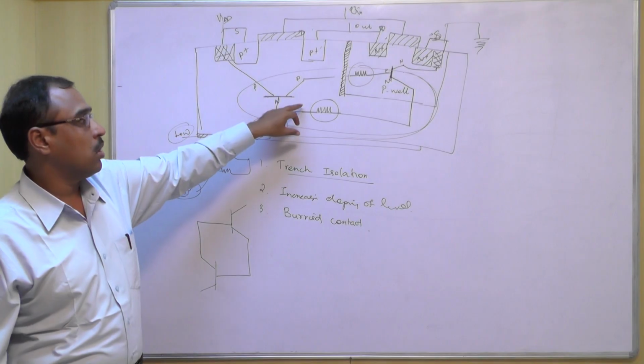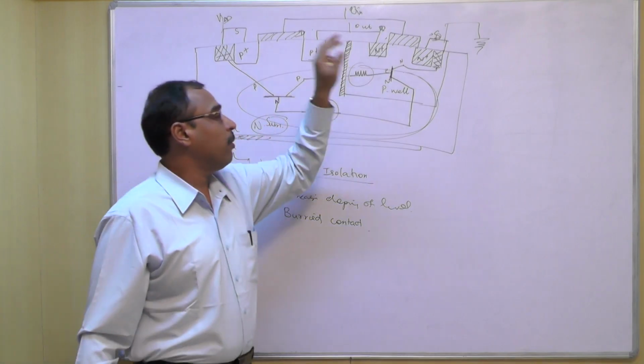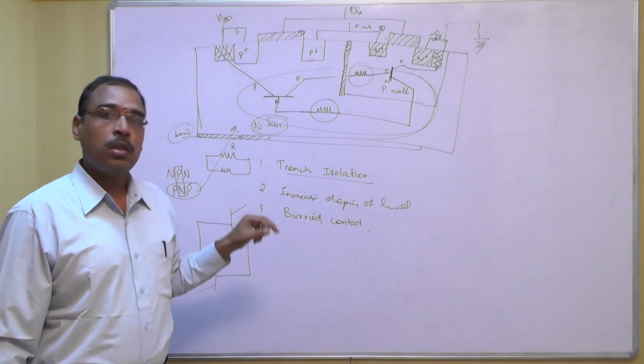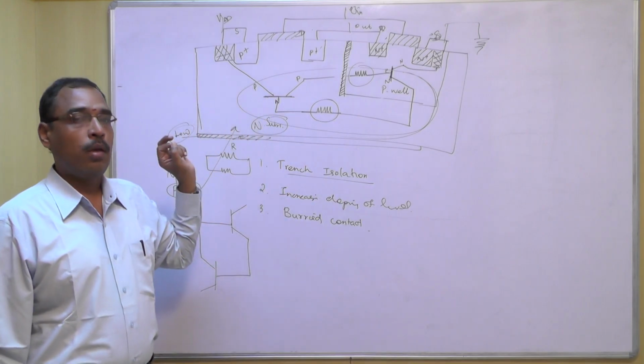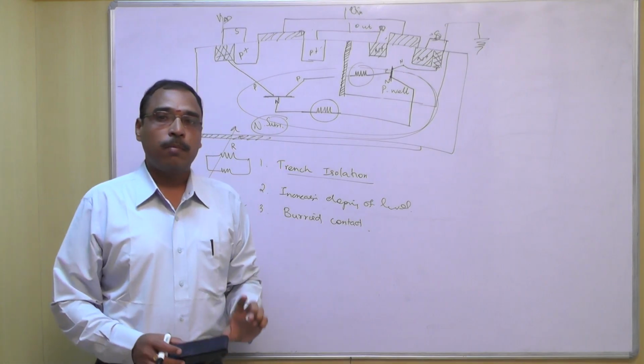Once the substrate resistance becomes lower, automatically these transistors will not get enough biasing voltage, so latch-up will not occur. So in this way we can avoid the latch-up problem in the CMOS transistor. Thank you.